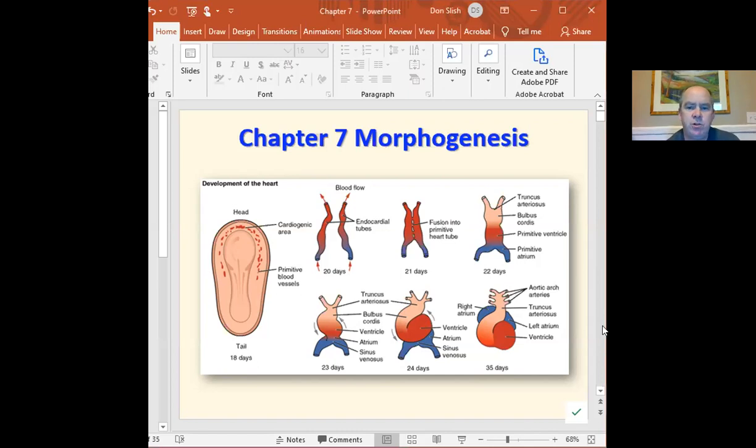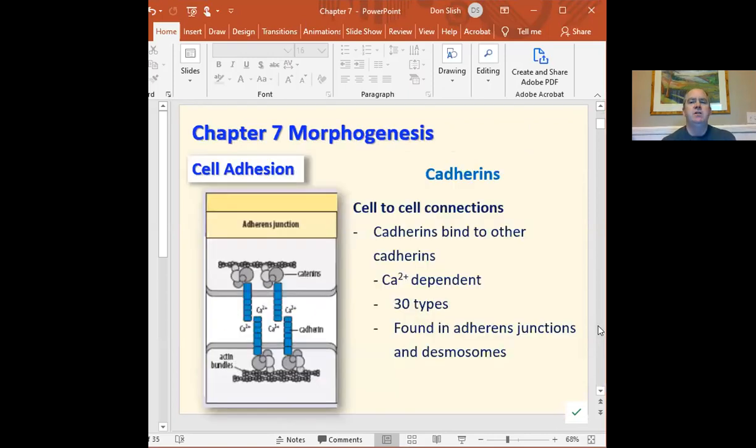Chapter 7, morphogenesis, or the production of shape. Okay, so morphogenesis, this whole chapter is all about 3 or 4 different things. It's about cadherins, integrins, contractions of cells, and cells migrating, so 4 different things. Cadherins are cell-cell connections, and they're kind of keeping tissues together.